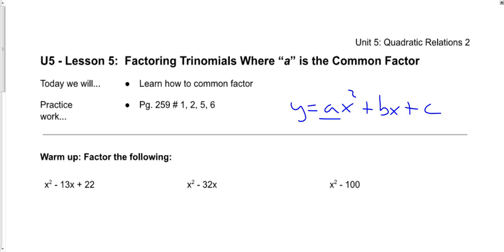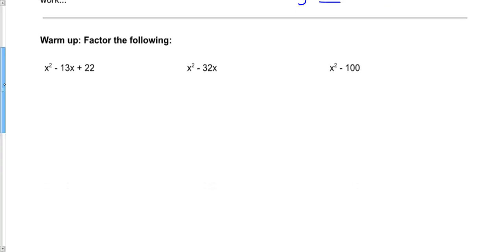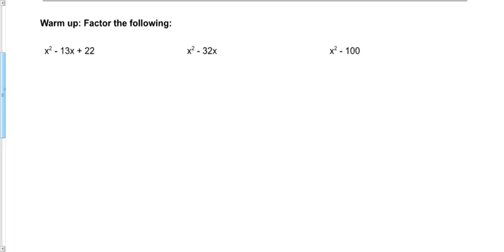In order to do some warm-up, just to get ourselves in the right frame of reference and headspace, we're going to factor these three examples that we have here. And again, all of these are in the form of y is equal to ax squared plus bx plus c. So here on the left-hand side, we've got x squared minus 13x plus 22.